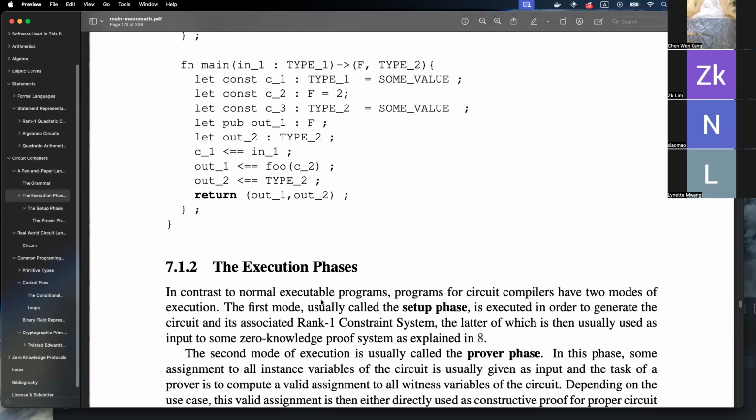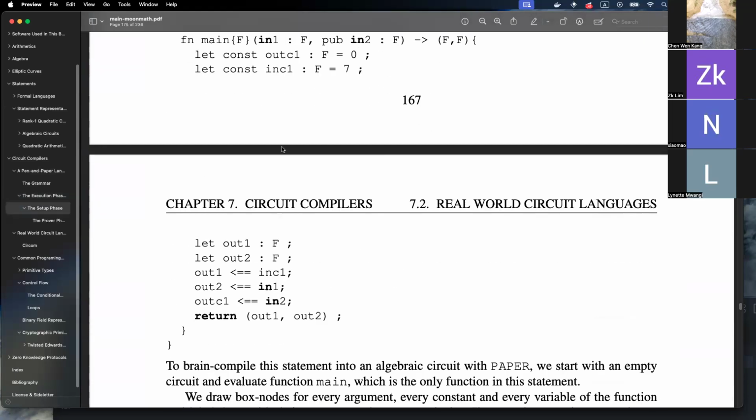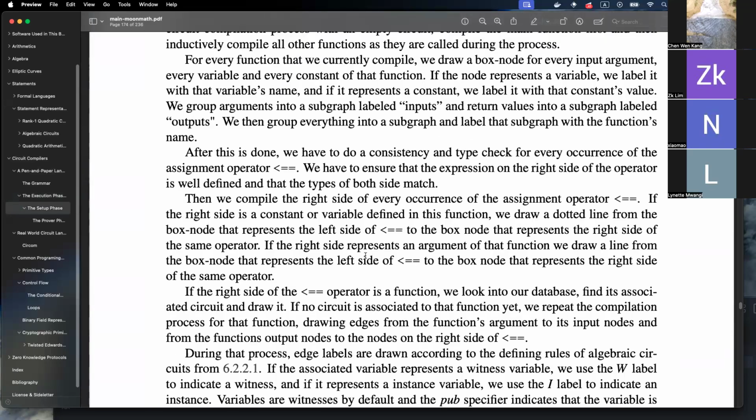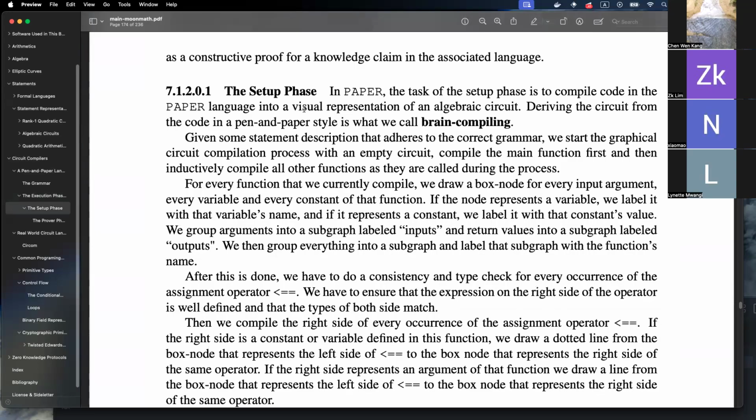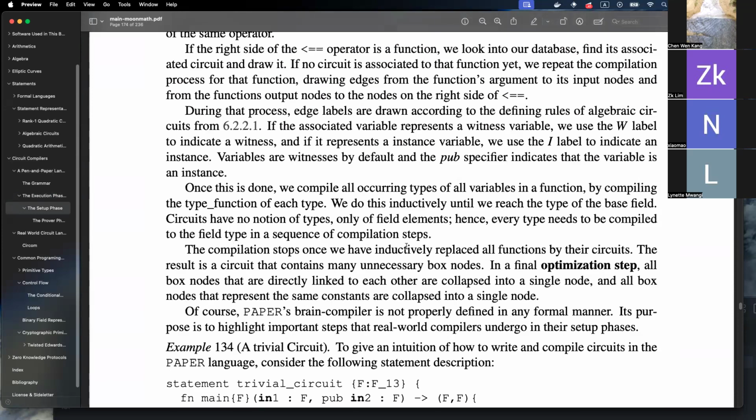Let's look at what they say about the setup phase. In this case, we are the brain compiling the program, computing this ourselves by looking at this program. But generally, the setup stage is so here, given some statement description that adheres to correct grammar, we start compilation. We start with an empty circuit, compile the main function first, and inductively compile all the functions. And so this just describes how it's done.